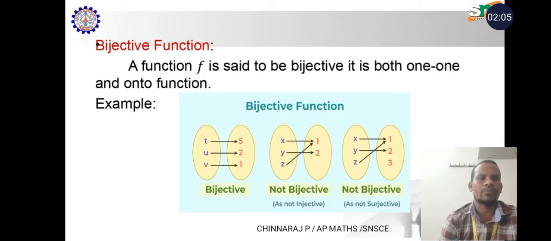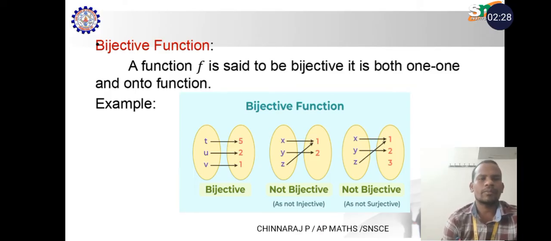And the second one is not a bijective function. If the function satisfies only one of the conditions, that is, it is not one-one or it is not onto, then it is not a bijective function.